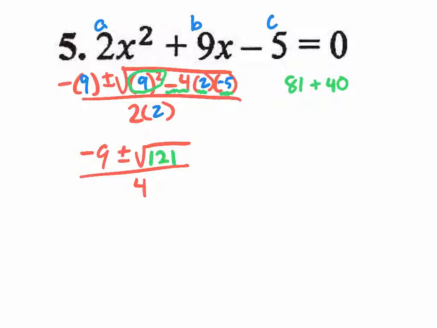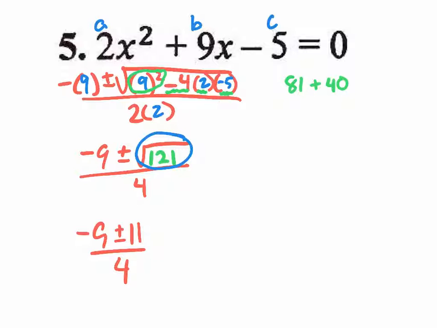And it's divided by 4 because 2 times 2 is 4 on the bottom. Now 121 is a perfect square number. That's great because the answer will be 11, right? The square root of 121 is 11. So let's rewrite the whole thing now. Negative 9 plus or minus 11 divided by 4.